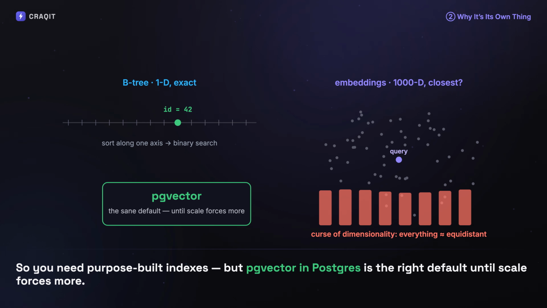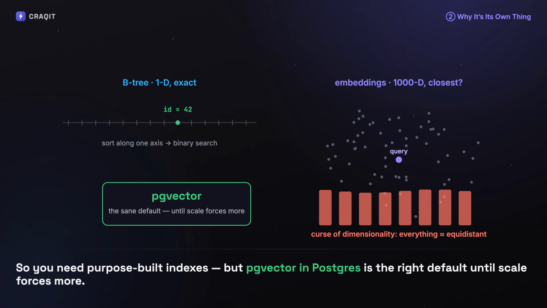PG vector is wonderful until your index no longer fits comfortably in your database's memory, or your write and query load starts competing with your transactional workload for the same CPU, or you need filtering and sharding features the extension doesn't do well. That's the moment you graduate to a dedicated system, not before. The trap in both directions is real.